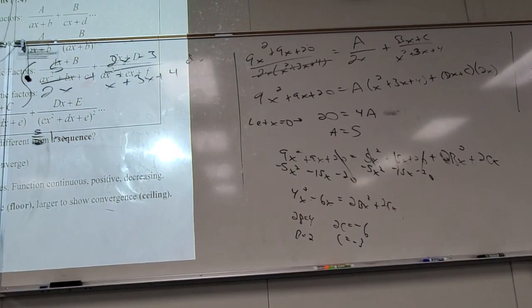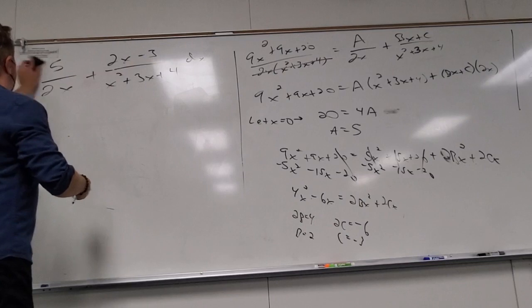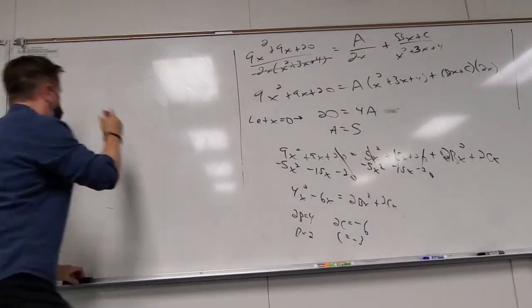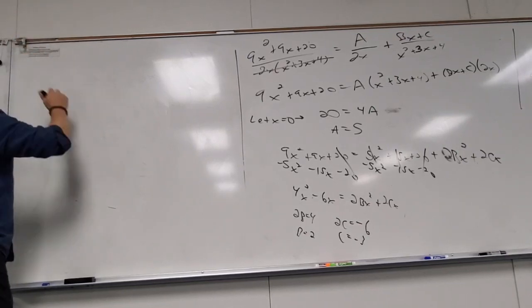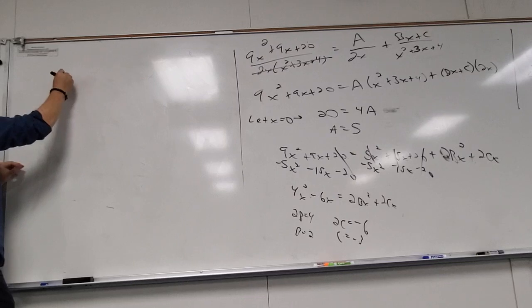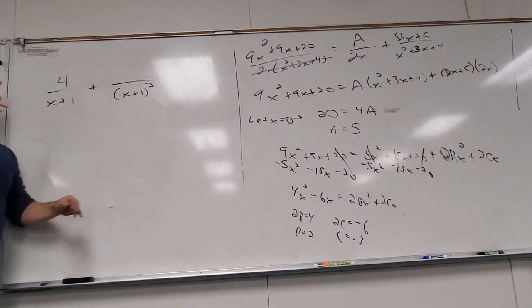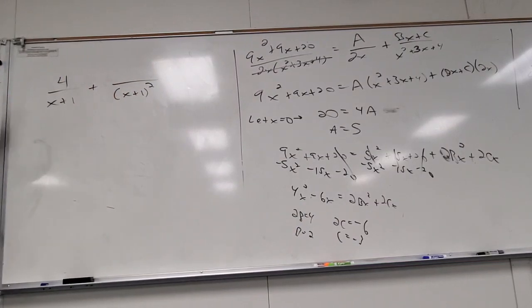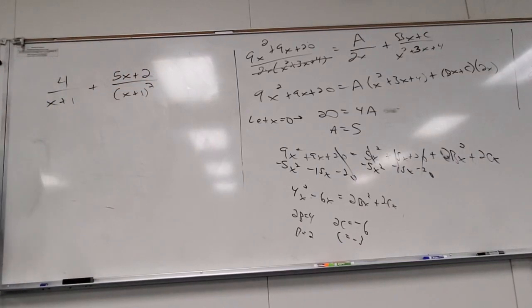So real quick, let me show you. What if I had, let's say, 4 over x plus 1, and then I have x plus 1 squared here. Let me do this 2 different ways. So what if I put here 5x plus 2, right? That could totally be a 5x plus 2. You guys with me so far? Nothing amazing. But watch what happens.